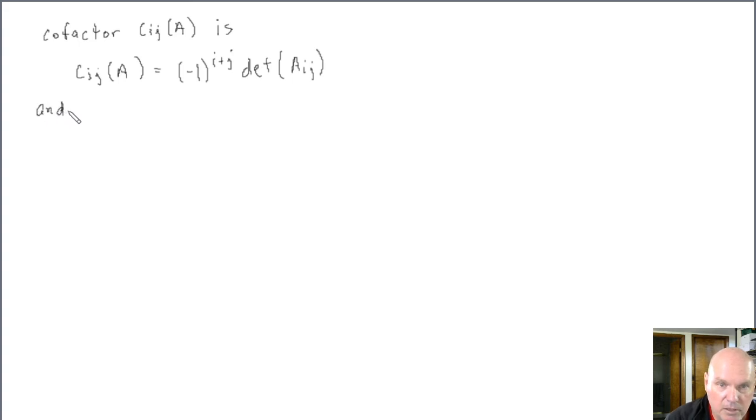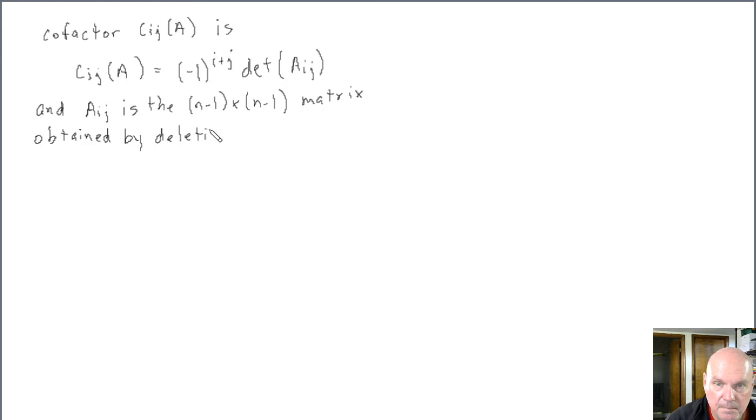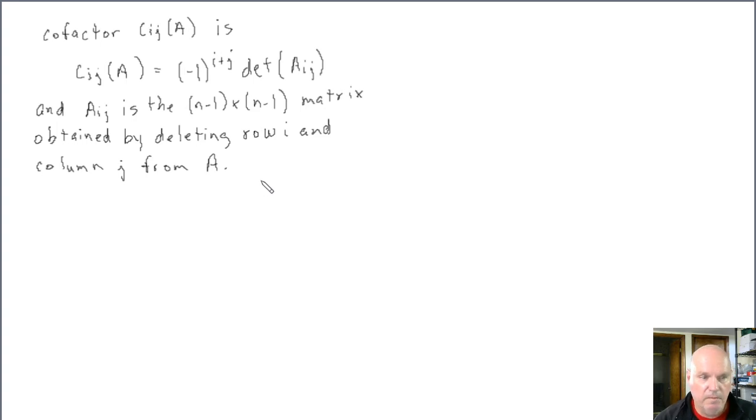So let me put down the definition of the smaller matrix. A_ij is the n-1 by n-1 matrix obtained by deleting row i and column j from A. Okay, so this particular cofactor expansion method for calculating a determinant relies on being able to find the determinants of smaller matrices.